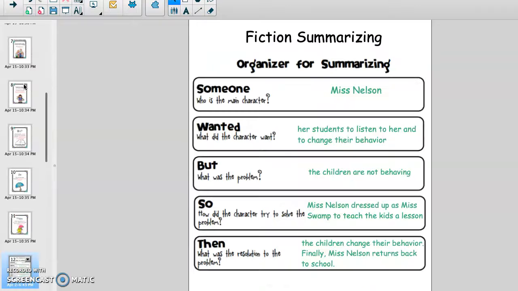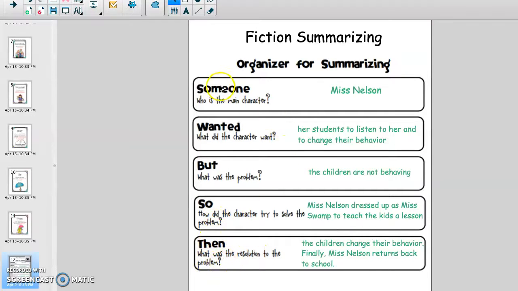So I'm going to show you one example using our story, Miss Nelson is Missing. So let's take a look at those words again. Someone or somebody, who is the main character, wanted, what did they want? But what was the problem? So, how did they try to solve the problem? And then, how was the problem solved?